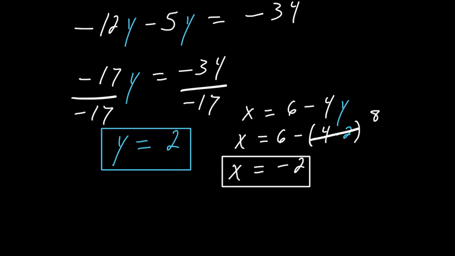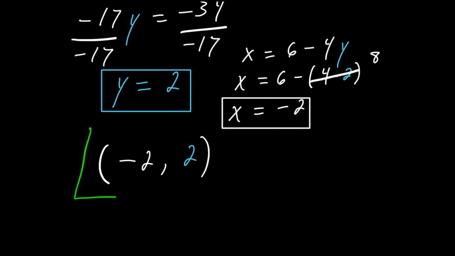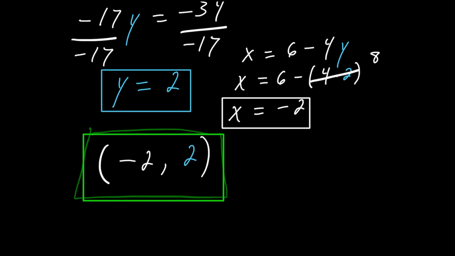Now we're going to write the answer as an ordered pair. So I'm going to write this. The x value always goes first, negative 2, and then the y value goes next, positive 2, and that right there is our answer. All right, so now let's do another example.